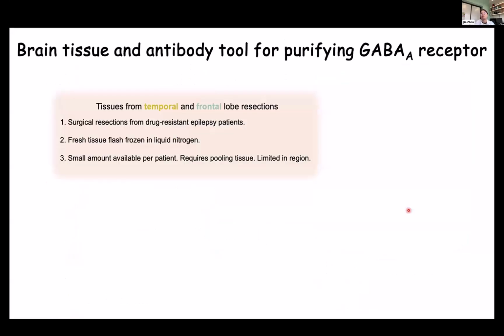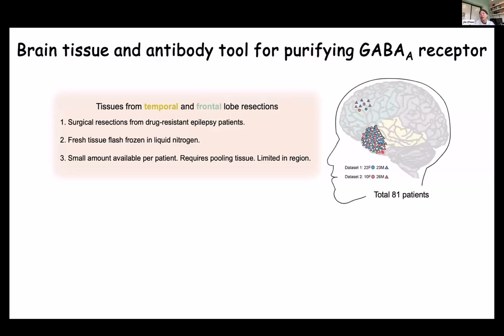We tried to answer the question by purifying native GABAA receptors from human brain. The tissue mainly comes from the temporal lobe and frontal lobe, as you can see from the picture, these 2 different brain regions. All the tissue is from surgical resections from epilepsy patients. They are drug resistant, so they have to be treated with surgery to get rid of the epilepsy.